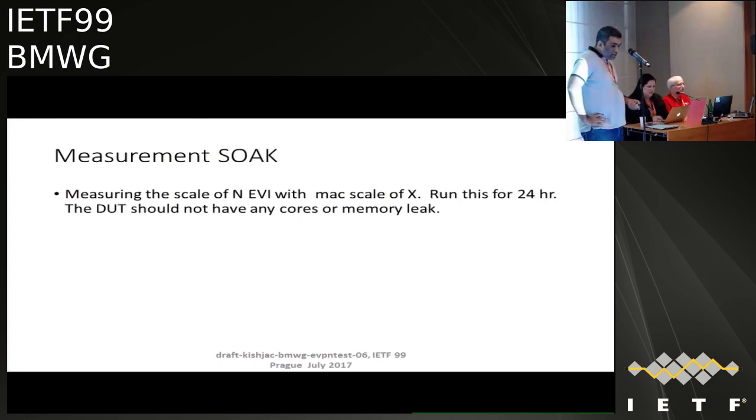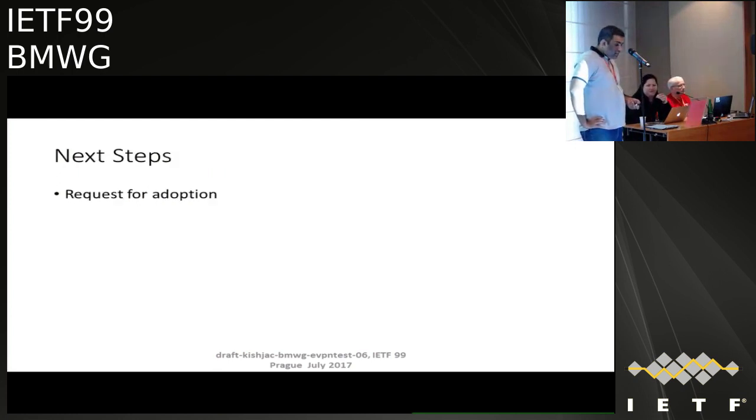Okay, the SOAK is a normal test which runs for 24 hours. It is with a scale setup, running for 24 hours, and it should not have any crashes or any memory leaks. That's the expectation of the SOAK. I'll take it to the next. It's fine. Okay, that's it.